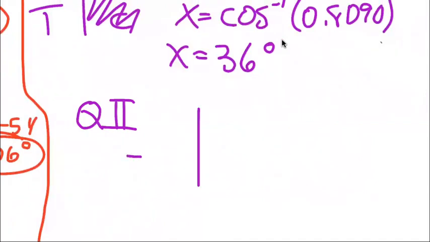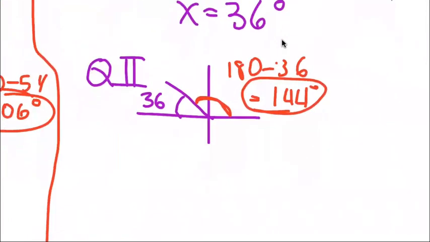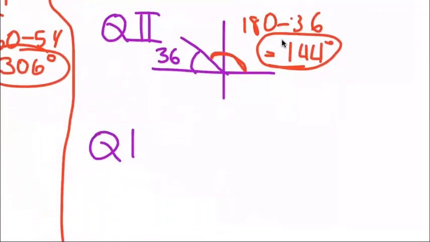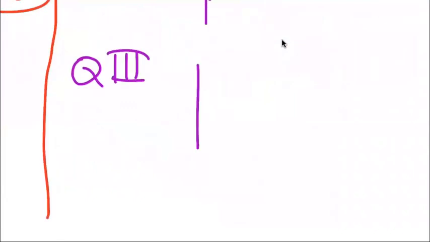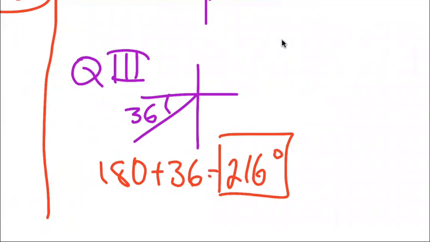So now I know in quadrant 2, this is what it's going to look like. There's my reference angle of 36, but I want the rotation angle here, which is going to be 180 minus 36, which is equal to 144. There's one answer, 144. And then in quadrant 3, I do the same thing. There's my reference angle of 36 degrees. This is going to be 180 plus 36, which is equal to 216 degrees. There's your 2 possible answers.